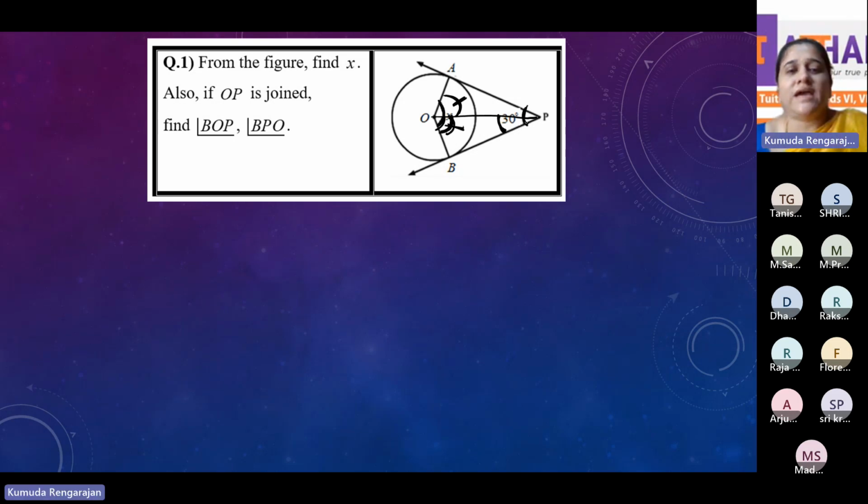Similarly here, equal tangents are equally inclined to the line segment joining the center and the external point. So this is 15 degrees, this is 15 degrees. This angle is equal to this angle. The whole angle is 30 degrees, so each of these angles will be 15.